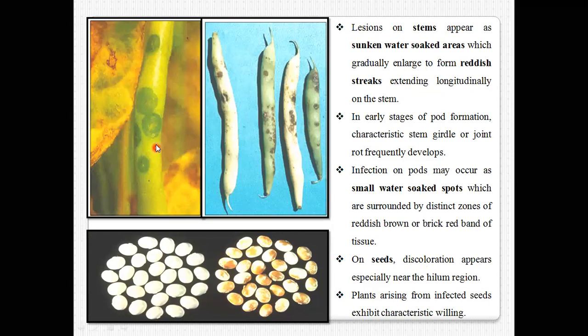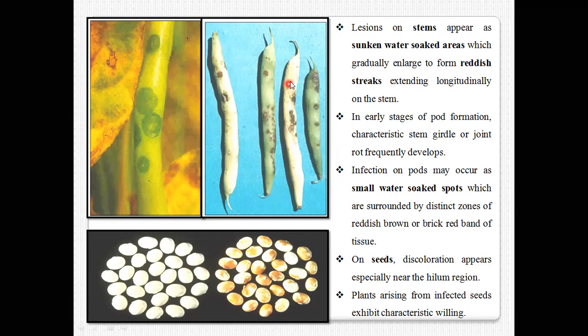Then these bacteria also infect the stem as well as the pod surface. Initially reddish streaks are generally seen on the outer surface of the stems, and these reddish streaks extend in downward and upward directions. Then this infection is also seen on the developing pods. Initially small water soaked spots are seen on the outer surface of the developing pods, but these water soaked spots turn reddish brown or brick red in color.